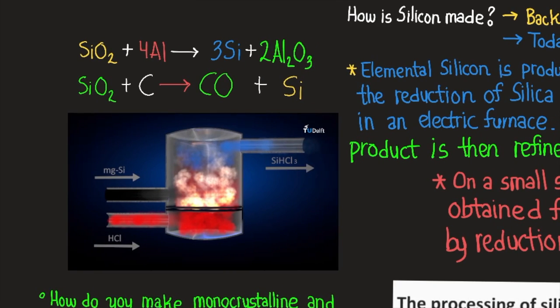So here we have silicon dioxide being combined with aluminum. So here's the molecular formula to produce silicon and aluminum oxide. Here's silicon dioxide combined with carbon to produce carbon monoxide and silicon. So those are one of the few ways that you can create silicon.